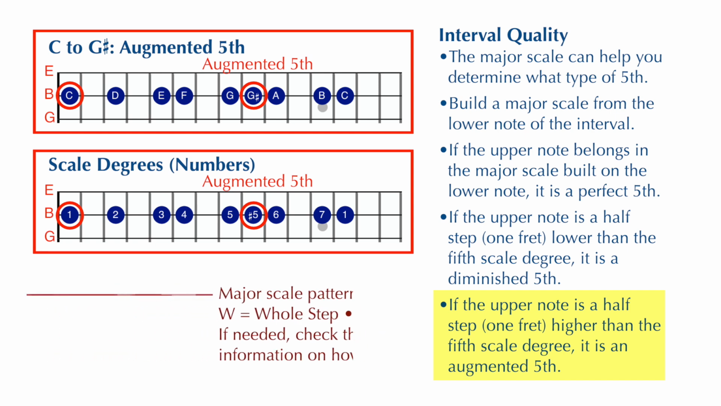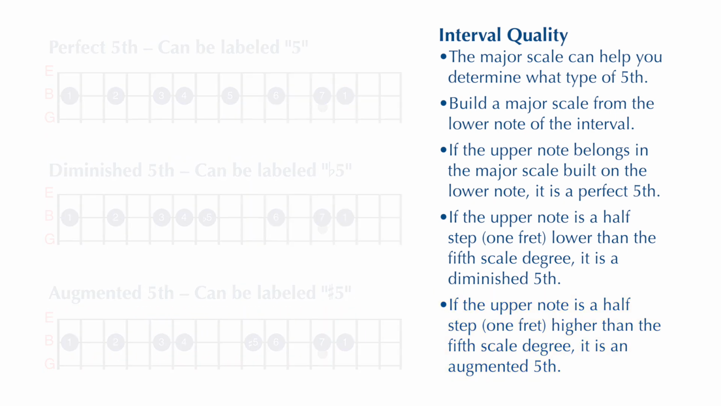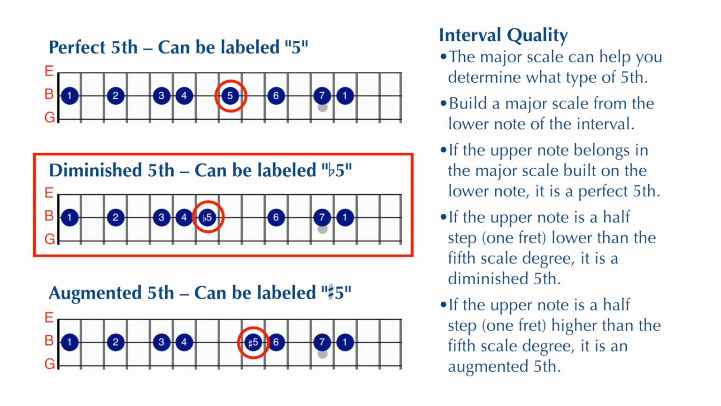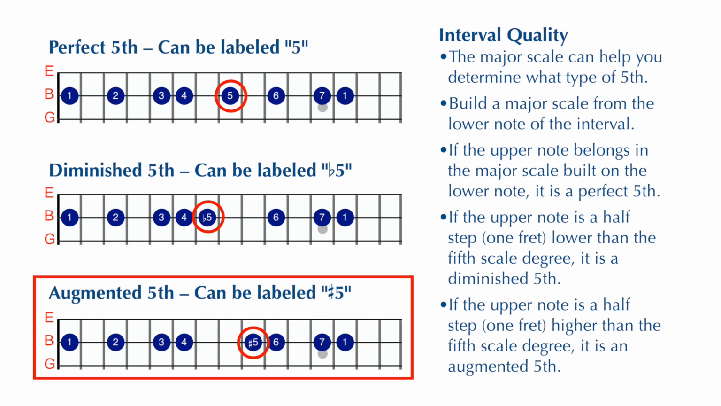A note about terminology. In non-classical music, the perfect fifth is often referred to as just 5. A diminished fifth can be called flat 5, and an augmented fifth can be called sharp 5. And this has nothing to do with whether that fifth is a flat, sharp, or natural note. It just describes it in relation to the major scale. That being said, I'm going to use the terms perfect, diminished, and augmented fifth in this lesson.